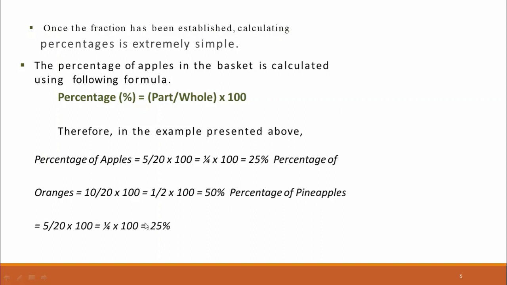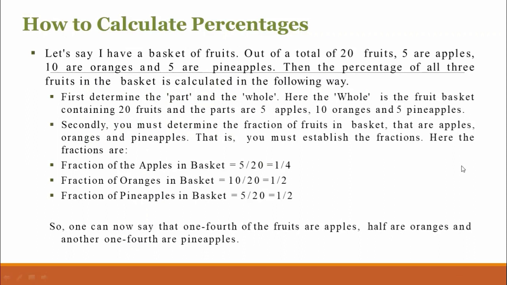Now the pineapple percentage: part divided by whole multiplied by 100. So 5 by 20 means 1 over 4, which is equal to 25%. So 25% is apple, 50% is orange, and 25% is pineapple. So dear students, through this example we obtain the formula, the procedures, and the explanations of calculating the percentage.